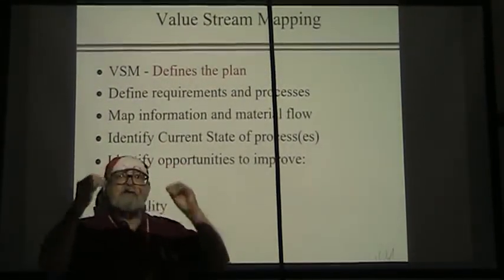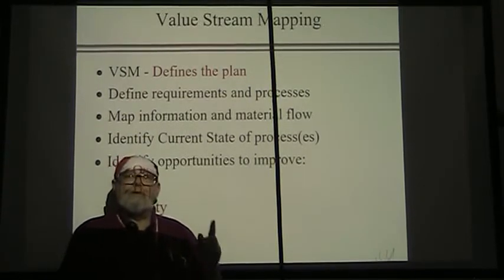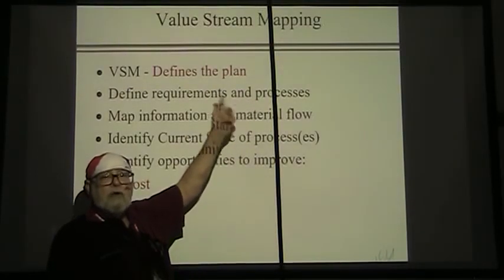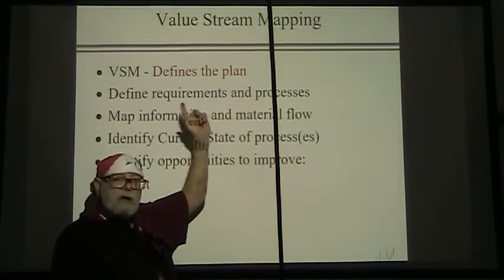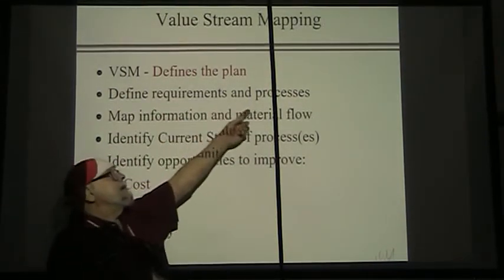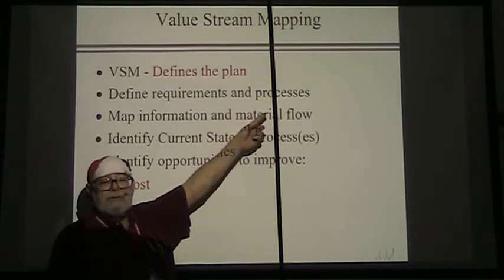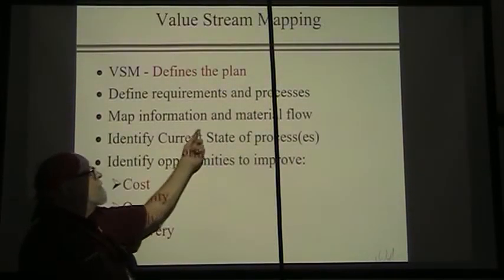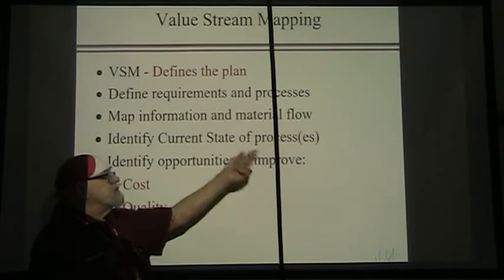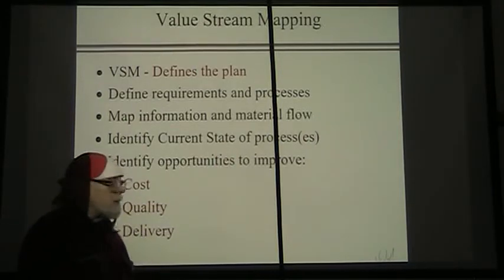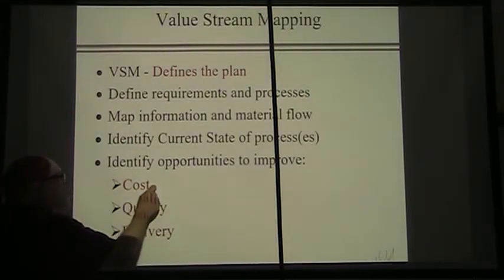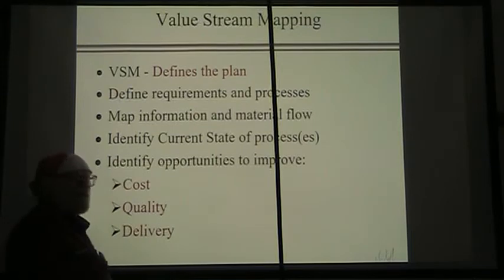All right, so value stream mapping. With value stream mapping, it defines the plan that we are going to use to get to our future vision. So we need to define the requirements and the processes that are used. We need to map the information and material flow. Identify what is the current state of these processes. Identify our opportunities to improve in the areas of cost, quality, and delivery.